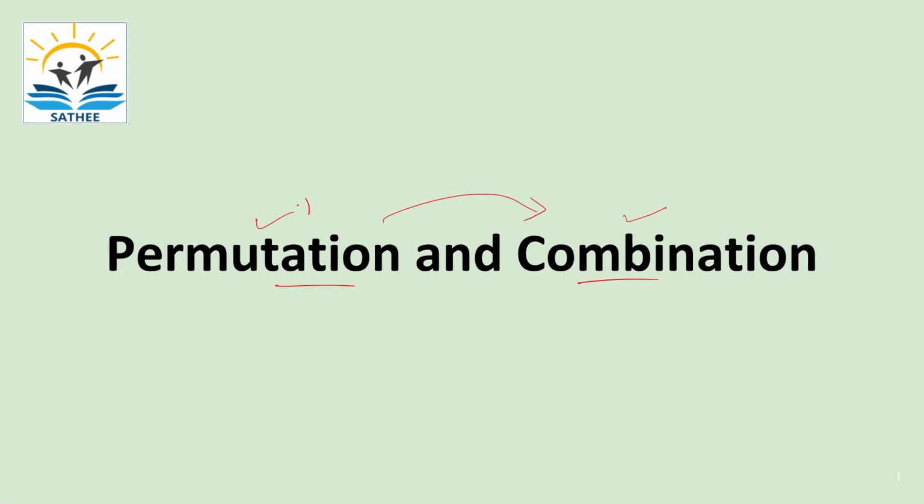Because permutation means what? Order matters, right? But combination means order is not considered, or does not matter. That is what combination was, in terms of how it is characteristically different from permutation.